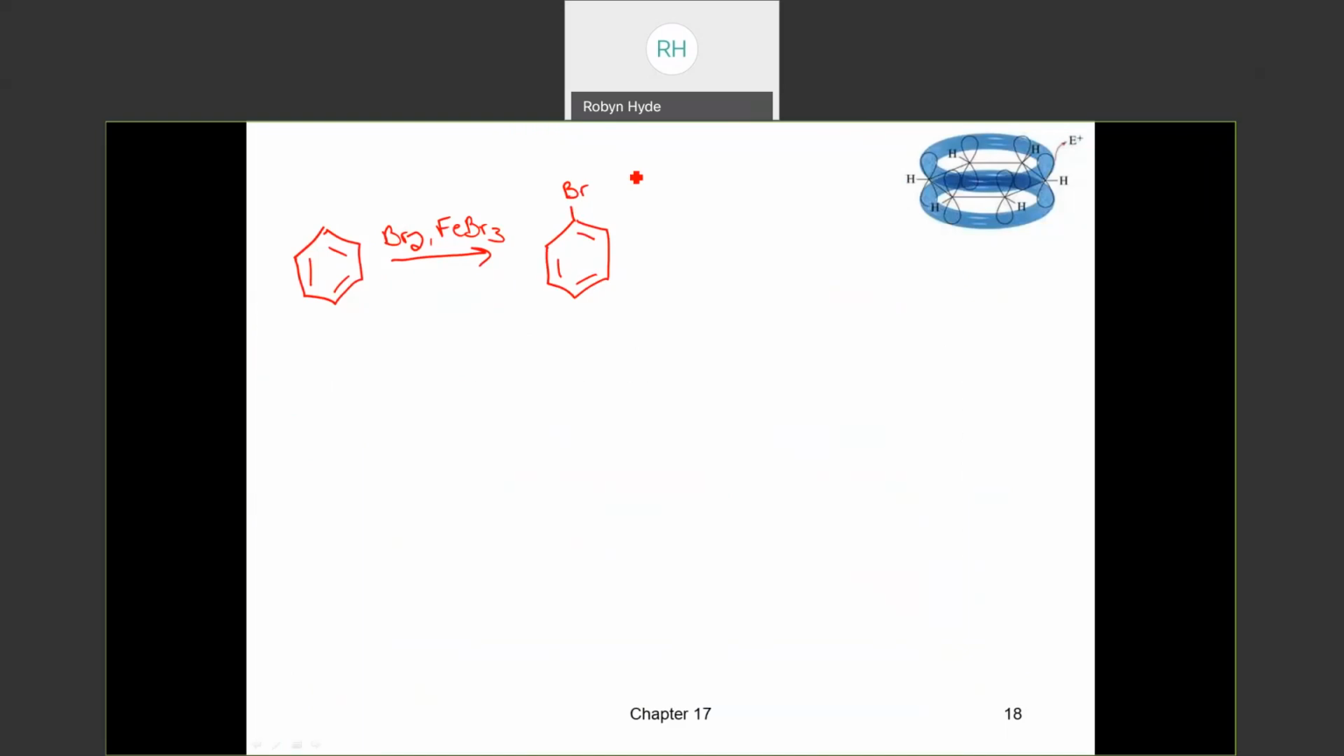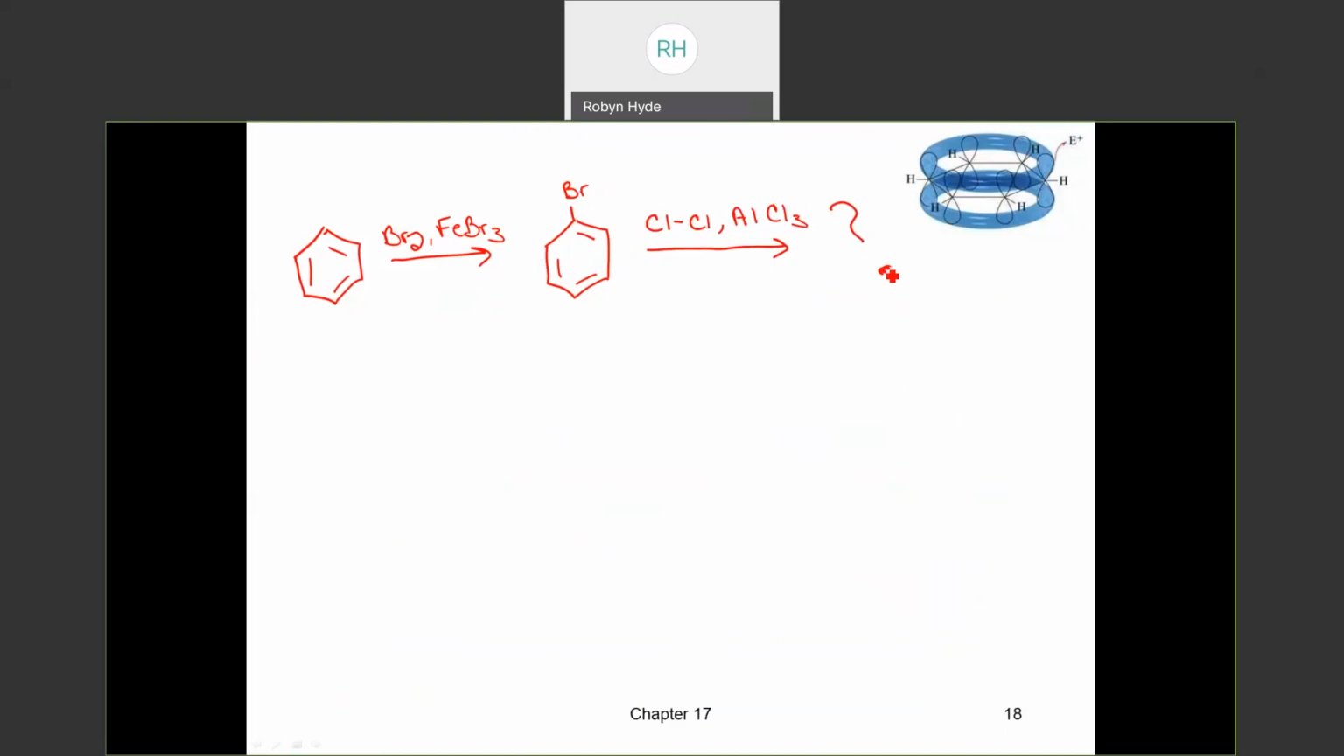Okay, that bromine could be at any carbon. I've just randomly chosen the top carbon. And now we want to do some other chemistry. And so actually, let's just do chlorination chemistry. So chlorination is Cl2 and AlCl3. So what is going to be that final product?